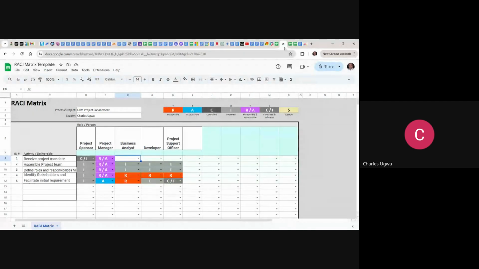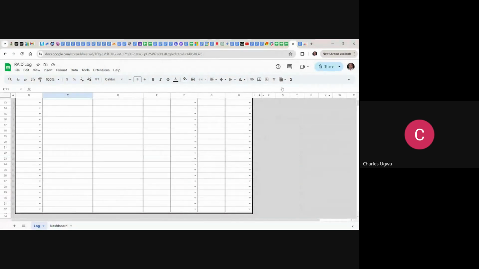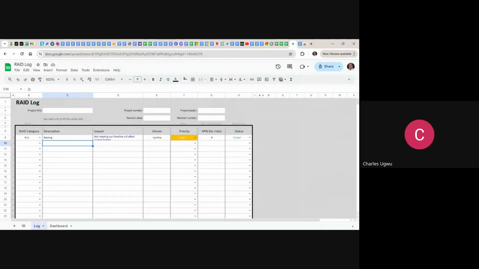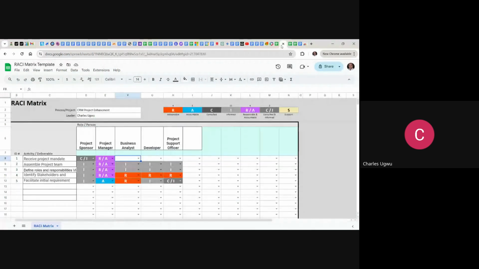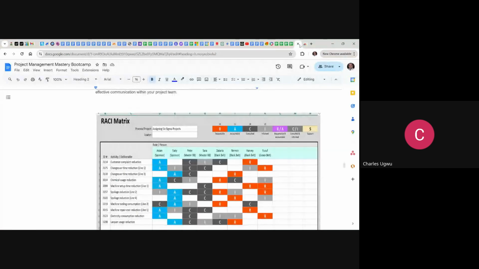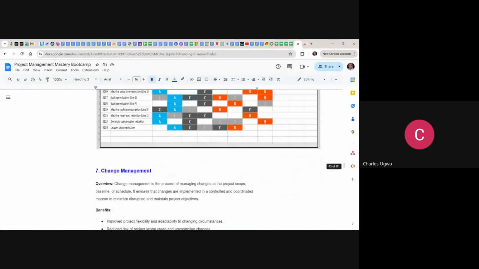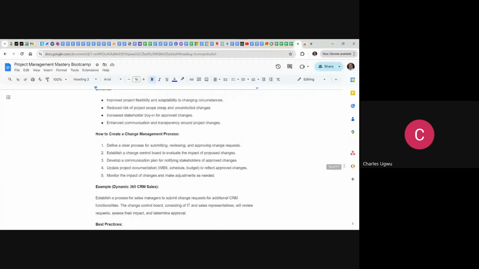So these are three things you need to do for me. You need to first create a RAID log. Use this RAID log to capture risk. Then secondly, you need to do stakeholder analysis using this document. Thirdly, you need to create a RACI to make sure that your team understands what they are doing. So I don't think it's too much to ask. So that's done.